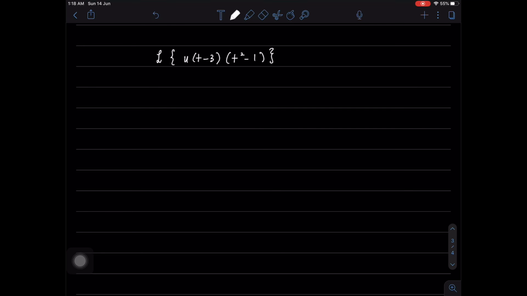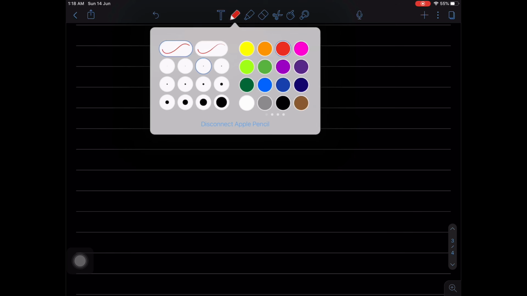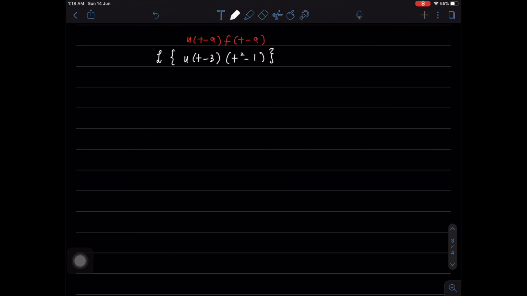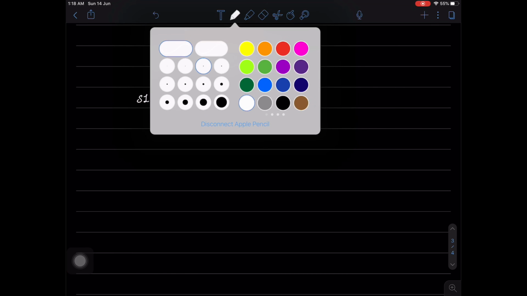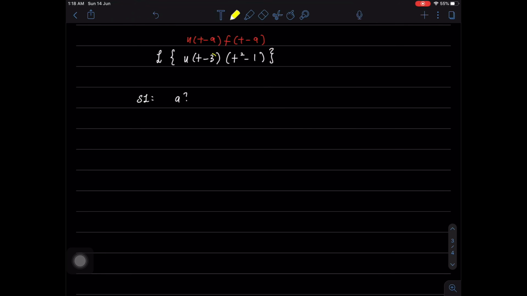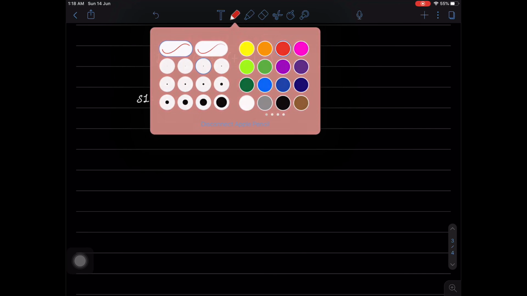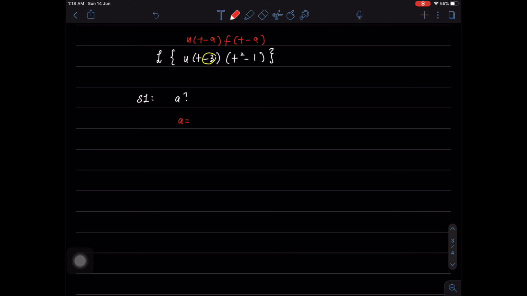For your quick review, whenever you have u(t-a), you will also have the other function as f(t-a). You need to remember this, as it is the basic of the second shift theorem. Step number 1 is to find the value of a. It comes from the unit step function itself, where a is equal to 3.